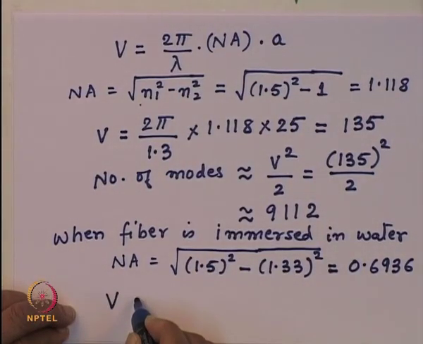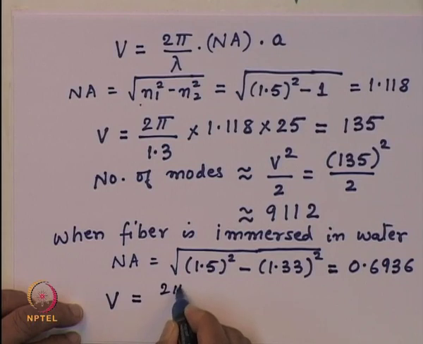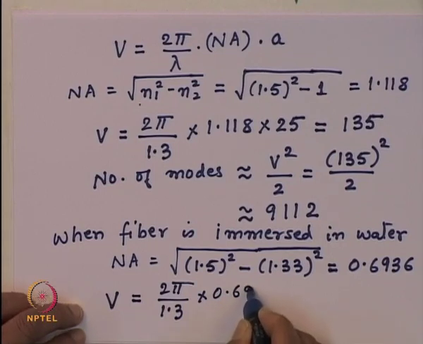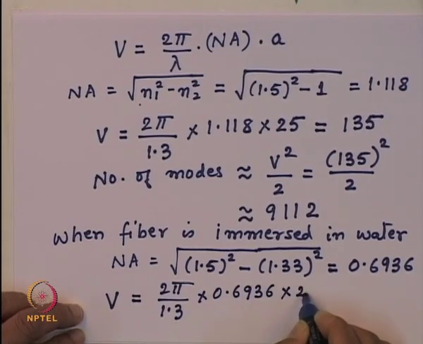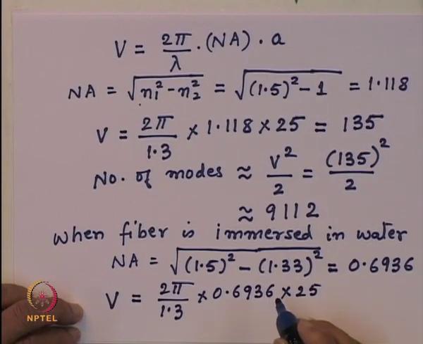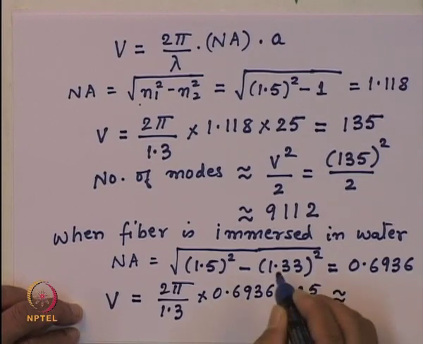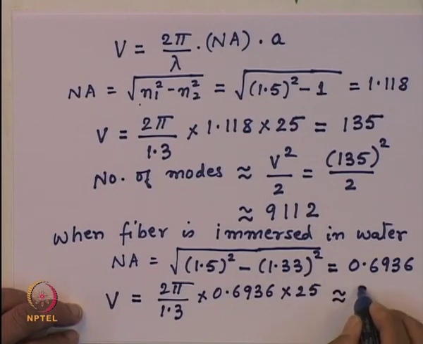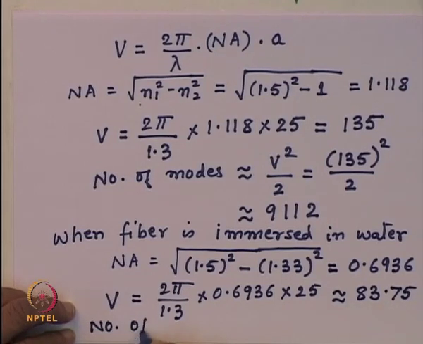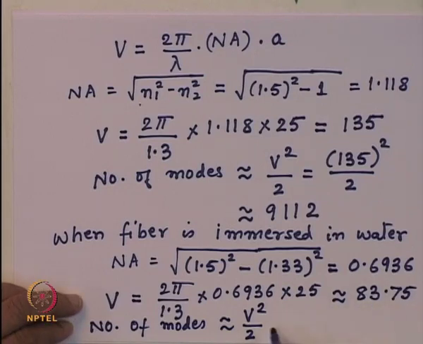The V number in this case now would be 2 pi divided by 1.3 multiplied by 0.6936 multiplied by 25, and that will be approximately 83.75. So, the number of modes in this situation are approximately V square by 2, and V is this now. So, this is approximately about 3507.